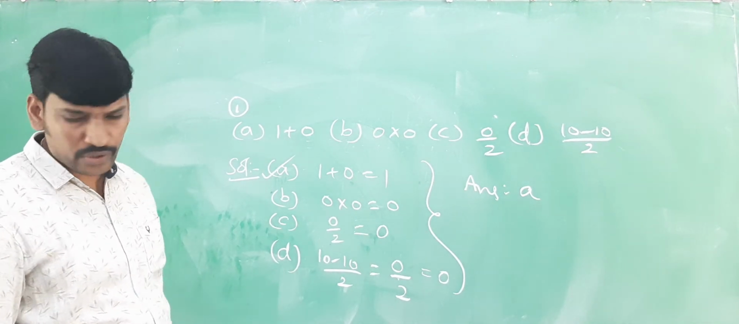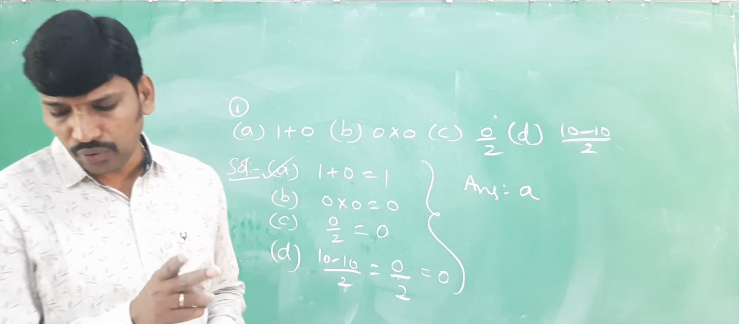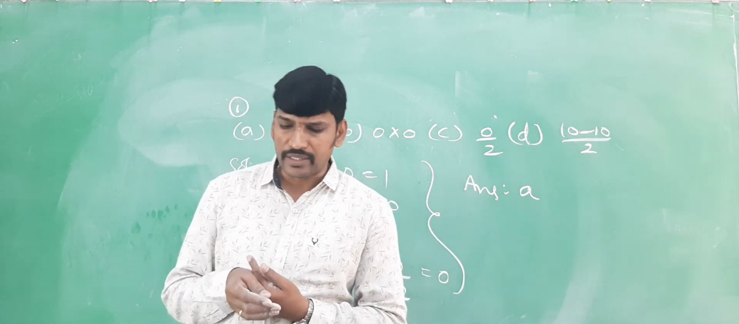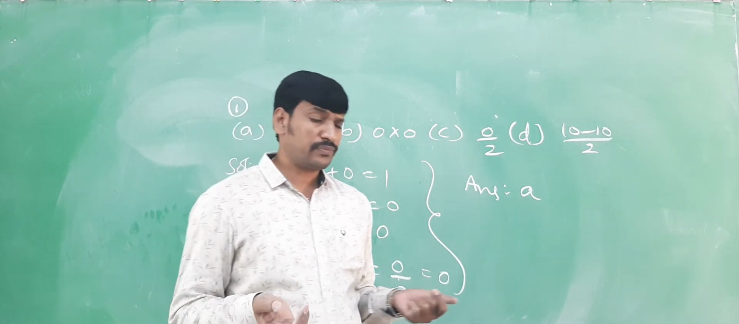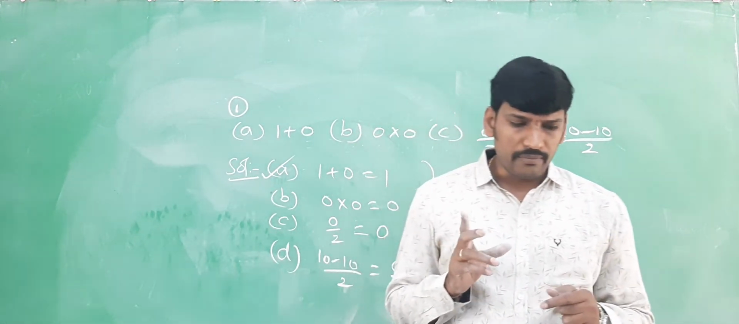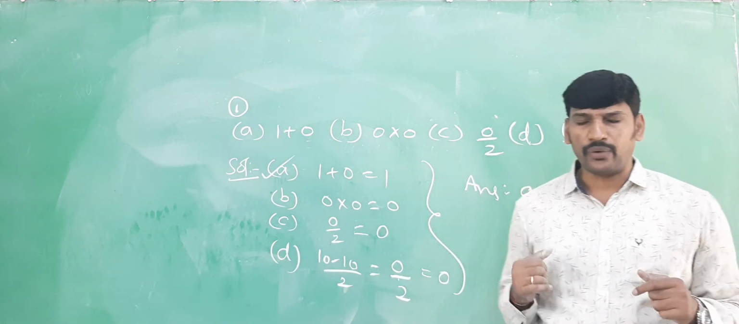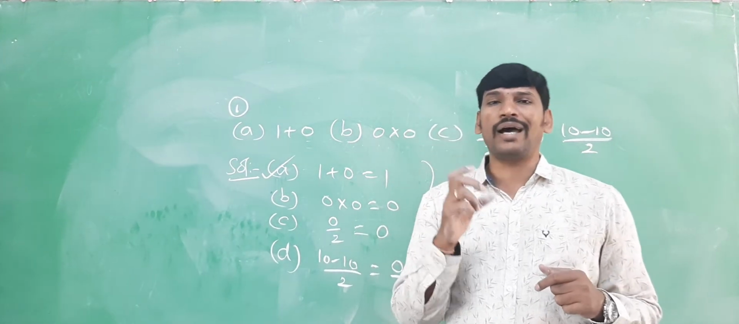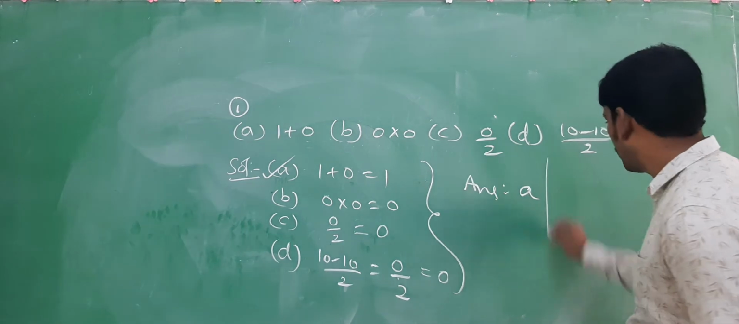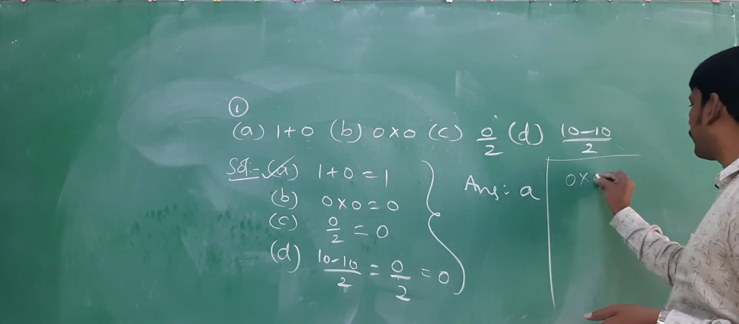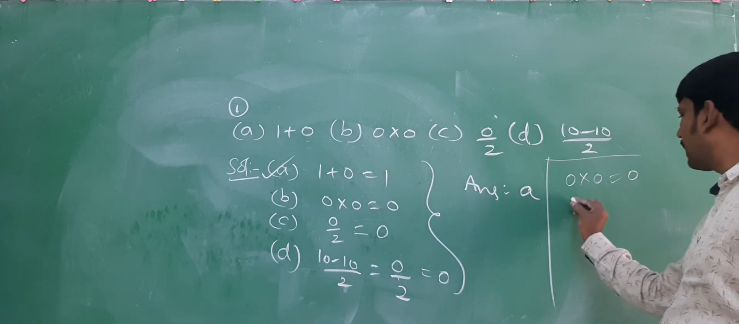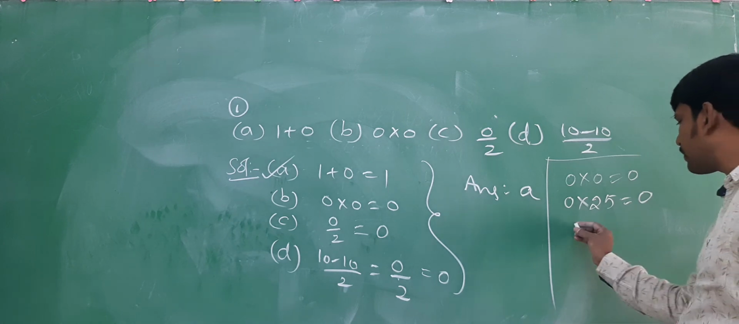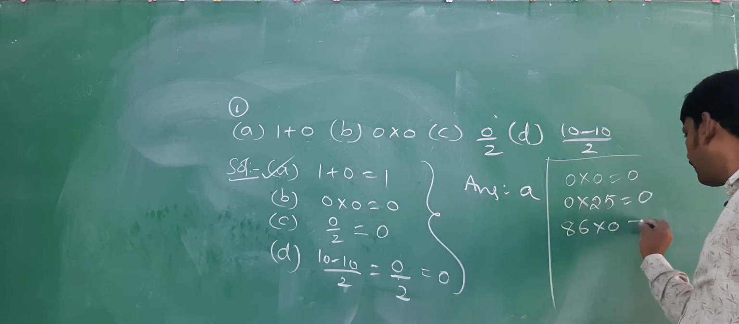Now, question number 2. What is question number 2 here? If the product of two whole numbers is 0, can you say that one or both of them will be 0? Justify through examples. Yes. Here, the product of two whole numbers will become 0 when either both of them are 0 or any one of the values is 0. See children, 0 into 0 equals 0 only. And 0 into any number, let us take 25, will become 0. You can take any number with 0. 86 into 0 will become 0 only.